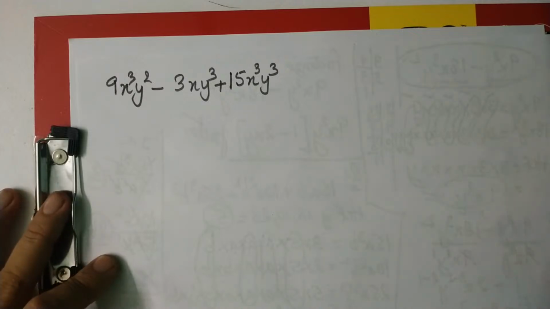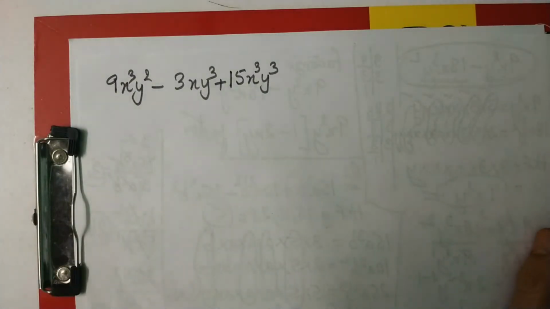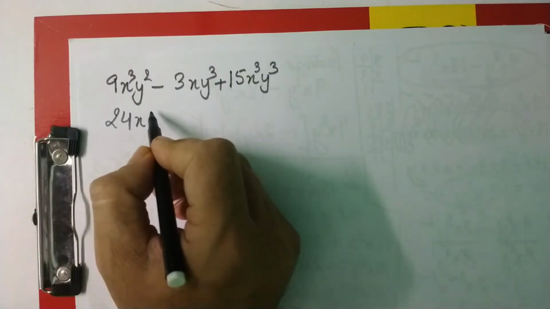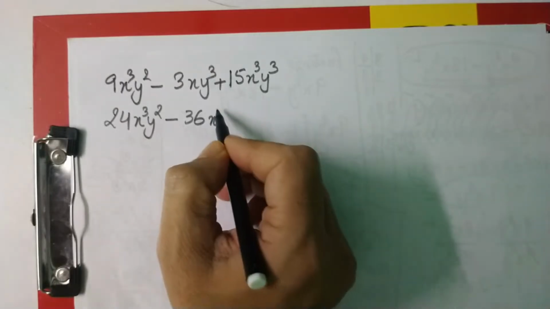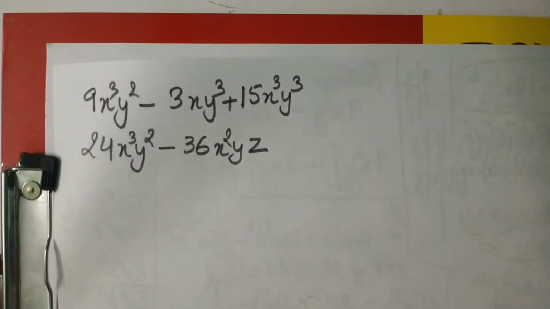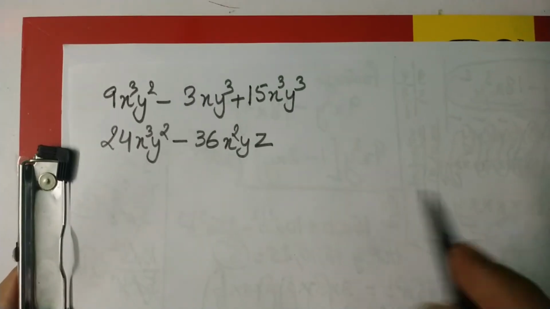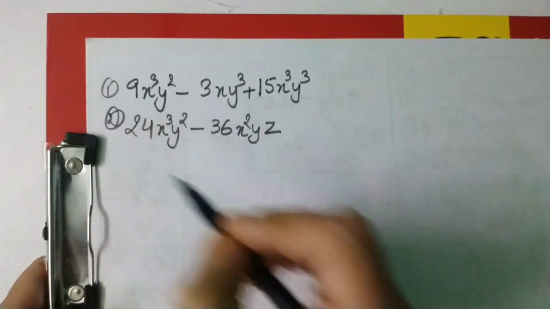Okay, I can give you one more, and this question in your book is, yes, this is B part in your book, and it is written as 24x cube y square minus 36x square yz. So these two are the questions. They will be solved by using the same method which I have told you just now. So first understand how you find it. This is question number 1, question number 2, they are extra questions.